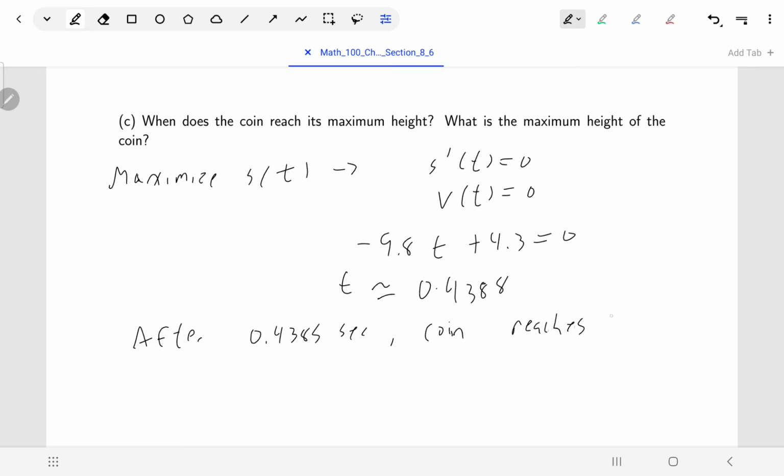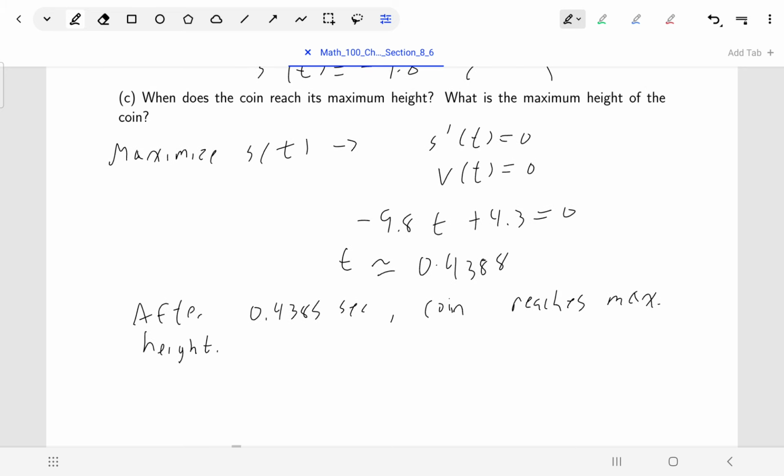You might be asking yourself, how do you know that it's a maximum and not a minimum? And my answer to that is courtesy of the second derivative test. We know the second derivative of position is the acceleration function, which is negative 9.8. In other words, we are always concave down. So if you have a critical number that happens because the derivative is equal to 0, and you are always concave down, then at that point you must have a maximum. So that's my justification as to why I know the coin is reaching its maximum height at that point.